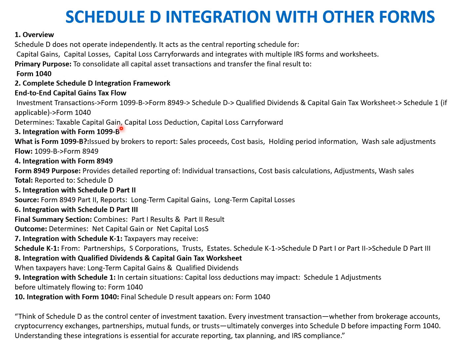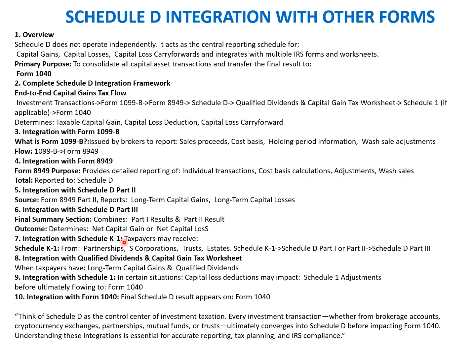Integration with Form 1099-B. So what is Form 1099-B? It is issued by the broker and reports sale proceeds, cost basis, holding period information, and adjustments. Integration with Form 8949. Form 8949 provides detailed reporting of the individual transactions, cost basis calculation, and adjustments. And then finally, it integrates with Schedule D, Part 2, depending upon whether it is long-term or short-term. It also integrates with Schedule D, Part 3, the final summary of the reportable capital gain or loss.